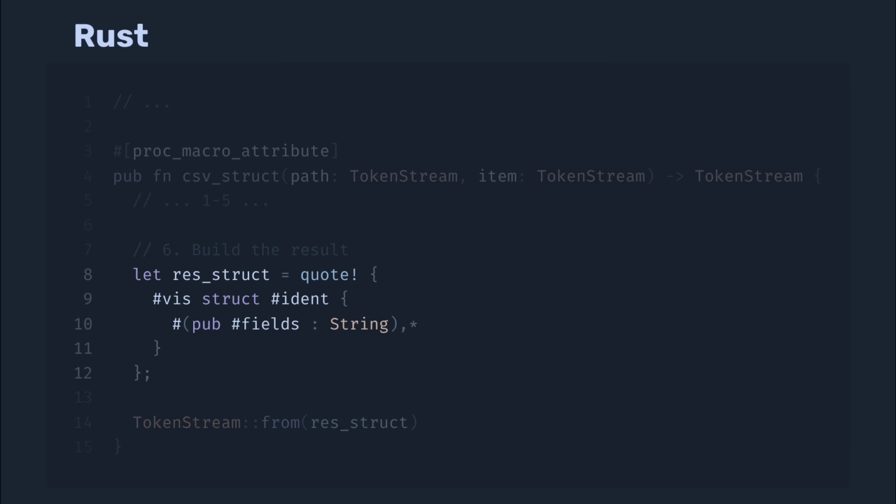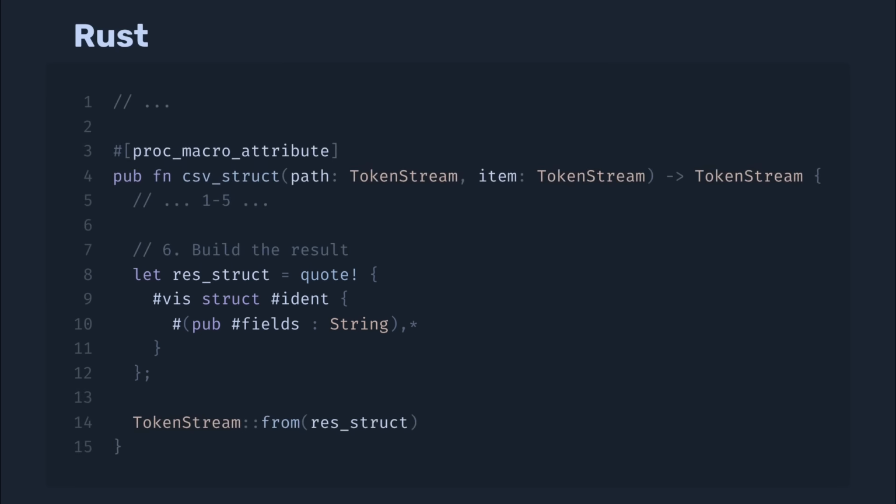Here, we're going to use quote magic. It simplifies some things for us. We don't have to build the resulting token stream token by token, but the cost for that is another level of abstraction and magic. Okay, anyway, our solution is ready.